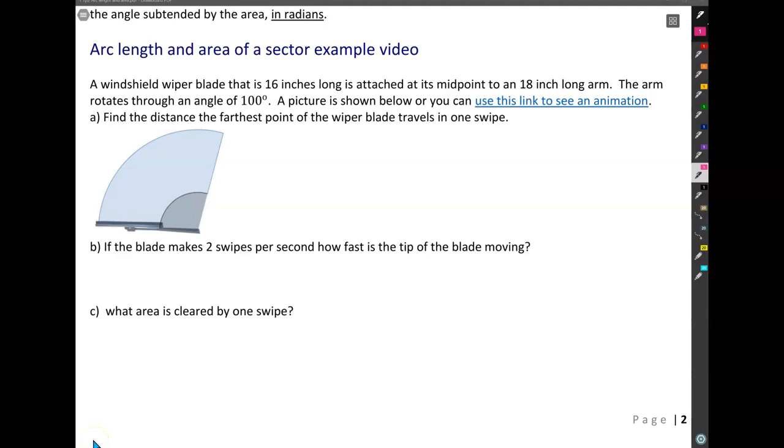Hi everyone, this is an example getting into using area in a real world application, but it's also got some arc length in it. I really like this one. It's a pretty cool one, a little bit tricky, so you can see where you can have some pitfalls. This is about a windshield wiper and how far different points on the wiper move. In fact, I'm just going to do one for the purposes of this example, and how much area it clears. So you've got the picture here.